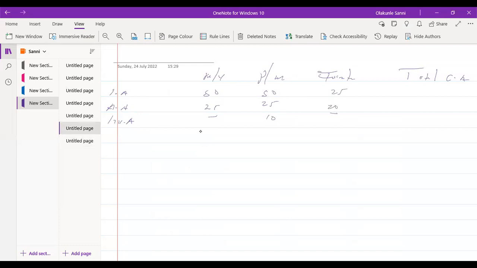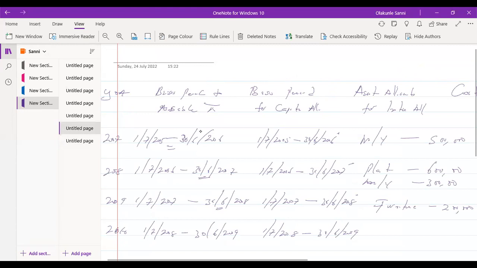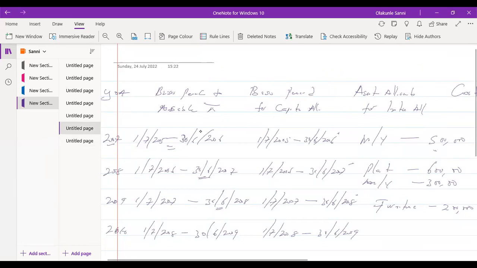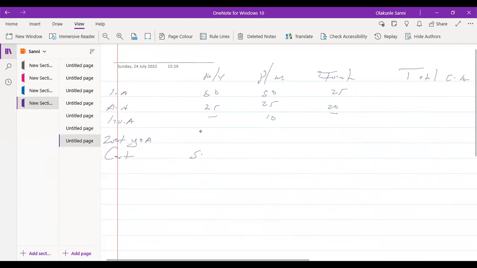So what year of assessment? The first year of assessment in which those assets will be subject to tax is 2007 year of assessment. 2007 year of assessment, motor vehicle 500,000. In 2007 year of assessment, I have a cost. Cost on what? On motor vehicle. How much is the cost? The cost is 500,000. Hello class, can you hear me? Yes, sir. So we have a cost of 500,000.